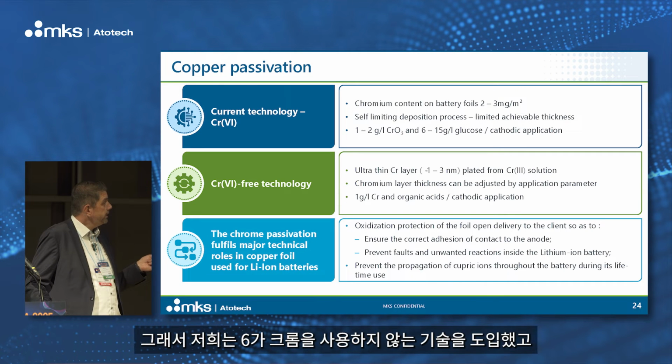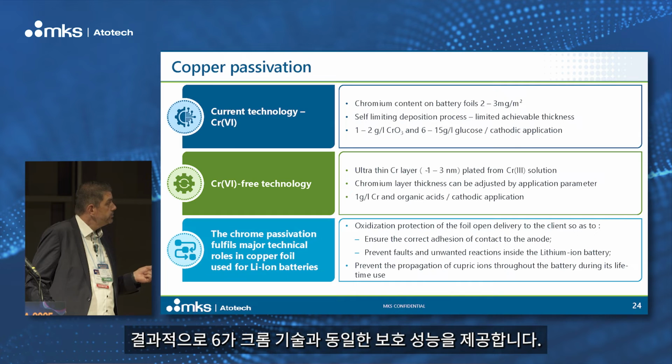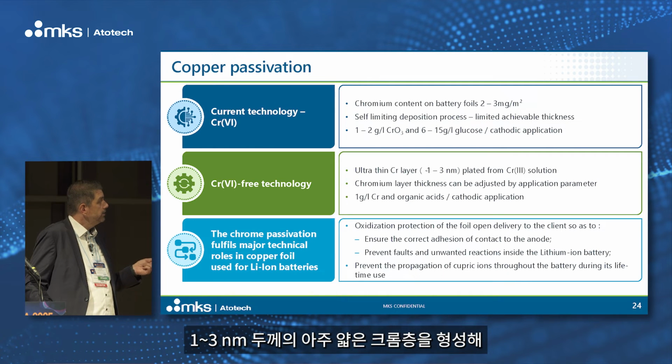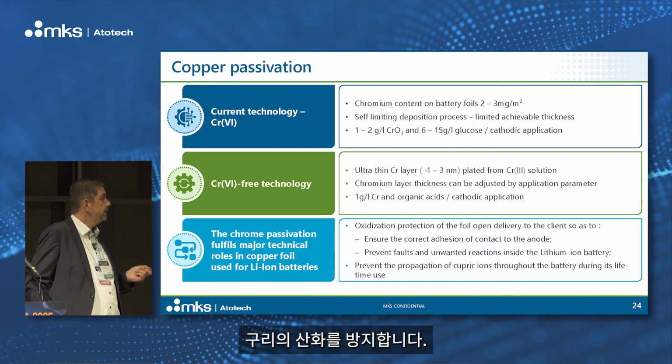And therefore we introduce a Chrome 6-free technology, which in the end provides the same protection as the Chrome 6 technology. We have a 1 to 3 nanometer thin layer of chromium, and this is then preventing the oxidation of the copper.